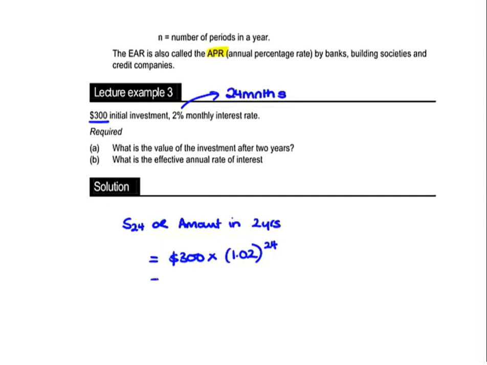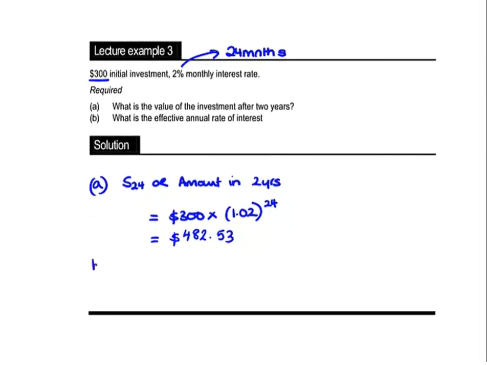So in 2 years' time, we're going to have $482.53 in the account. So that's the answer to part A. The answer to part B then is, well, we need to work out the effective annual rate of interest, or the APR. So the effective annual rate of interest is big R. So 1 plus big R is equal to 1 plus little r to the power n.